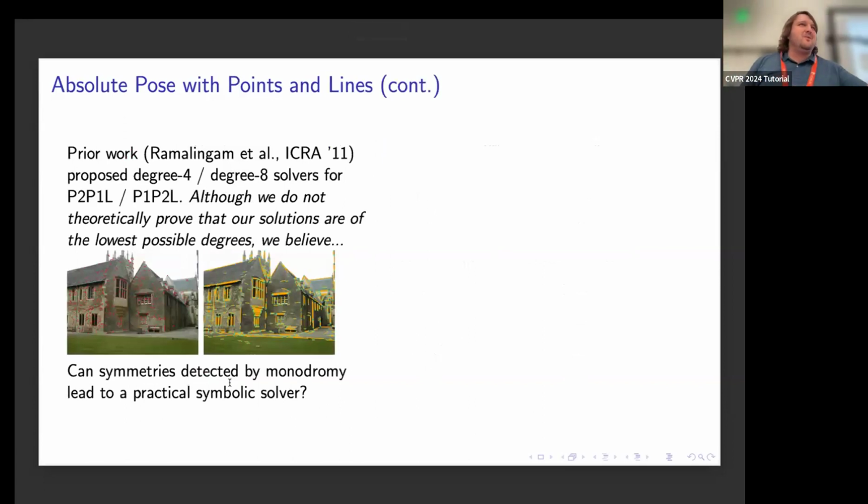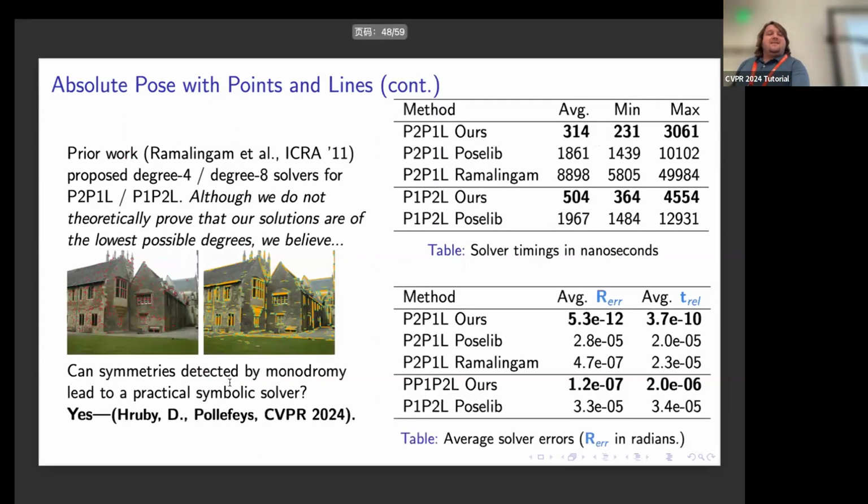So in another paper, which you can learn more about on Friday morning, Petr Hruby is the first author, we applied this insight to design symbolic solvers that were better than the state of the art. So the previous solvers, actually, there's this funny quote in one of these previous papers where they say, although we do not theoretically prove that our solutions are the lowest possible degrees, we believe that they are, and they give some justification for why that's true. They think that's true. Well, it wasn't true, actually.